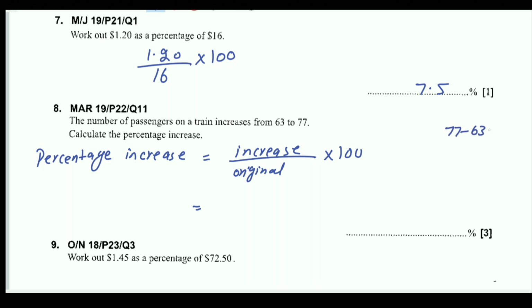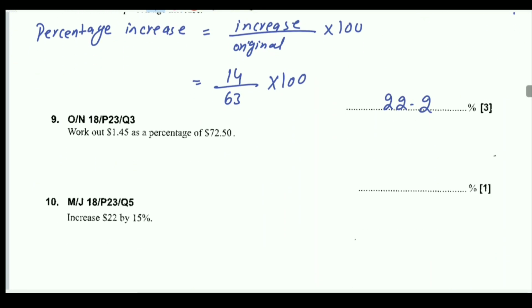So how to find the increase? 77 minus 63, if you subtract it, you will get 14. So 14 over the original price, which will be 63. You will use this price as the original, multiply by 100. So 14 over 63 multiplied by 100, if we put it in the calculator, you will get your answer, 22.2.